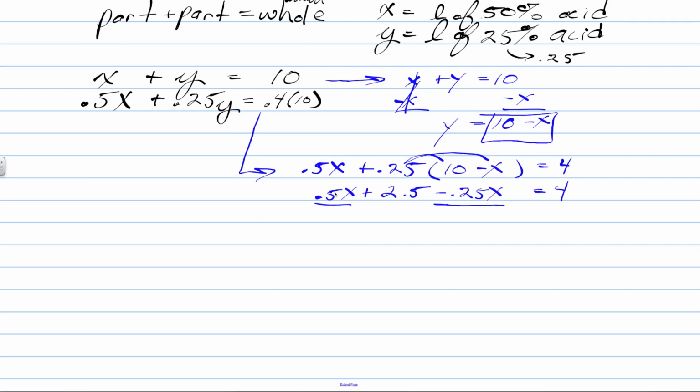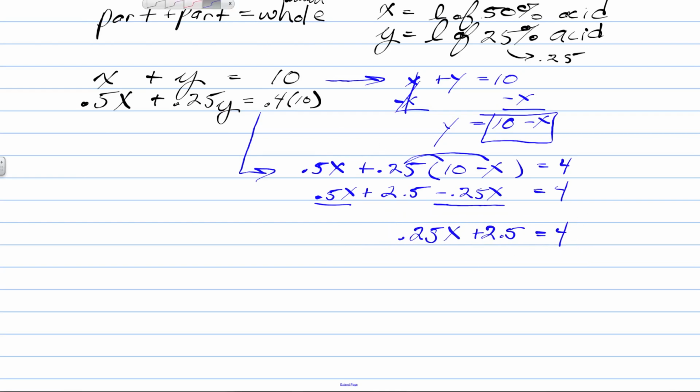I need to think 0.5x minus 0.25x. So I have to subtract 0.5 and 0.25, and when I do that, that gives 0.25x. I write down the plus 2.5 is equal to 4, just bringing everything else down. Now let me shift this over a little bit so I can continue to line up my equal signs.